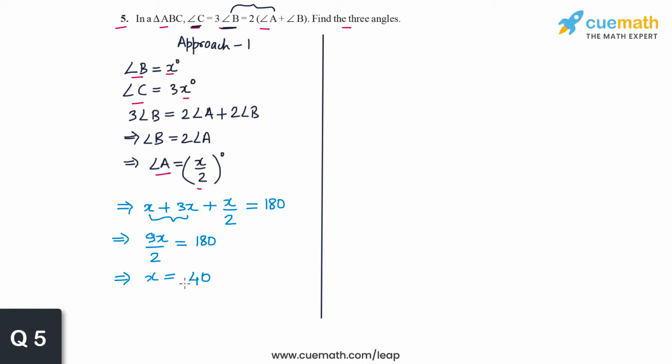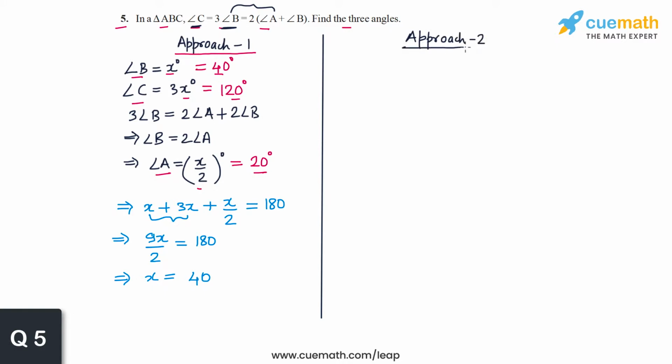or 40. So x is 40, which means that angle B is equal to 40 degrees, and angle C is thrice of angle B, so this should be equal to 120 degrees, and angle A is x by 2 degrees, so angle A should be equal to 20 degrees. So that's the answer. Angle A, angle B, angle C are 20 degrees, 40 degrees and 120 degrees respectively. So we did this without assuming two variables, but now let's do this same problem by assuming two variables.